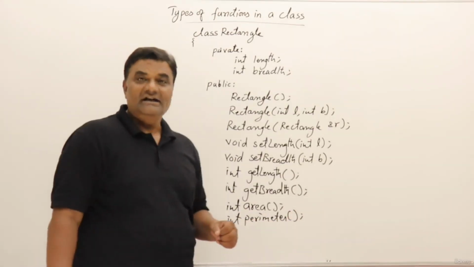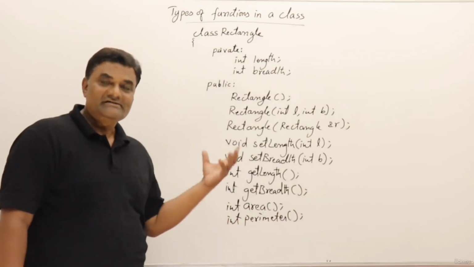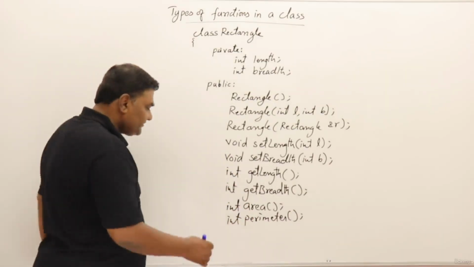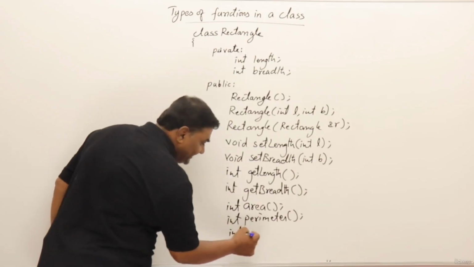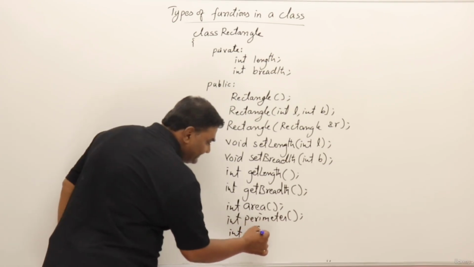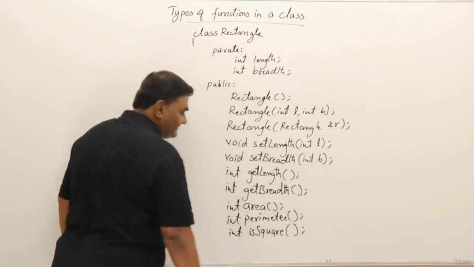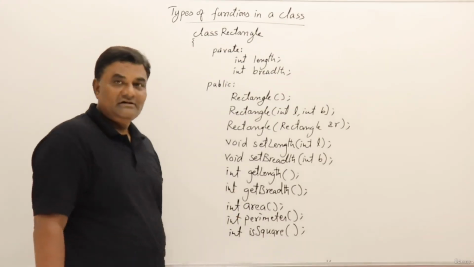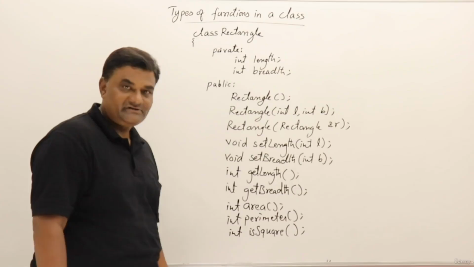So I have the area function, already we have seen this, and the perimeter function. Then next we can write an inspector function, which will check whether it is a square or not. So this returns an integer value, or else it is boolean, so I can write boolean also. So int isSquare, this is a single word, there is no space. This is an inspector or enquiry, which returns true or false.